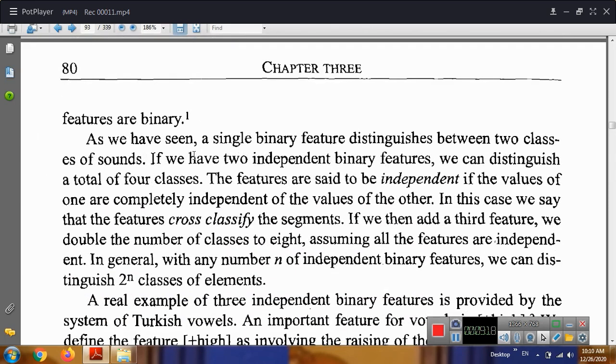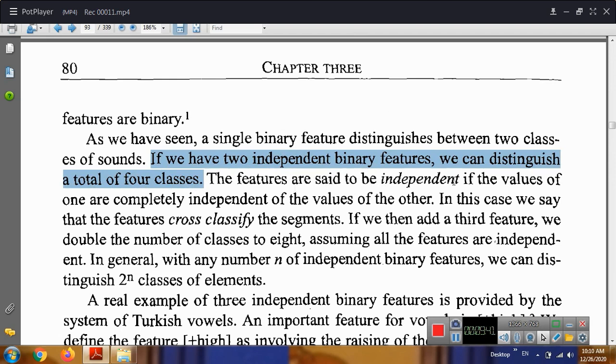As we have seen, a single binary feature distinguishes between two classes of sound. If we have two independent binary features, we can distinguish a total of 4 classes.